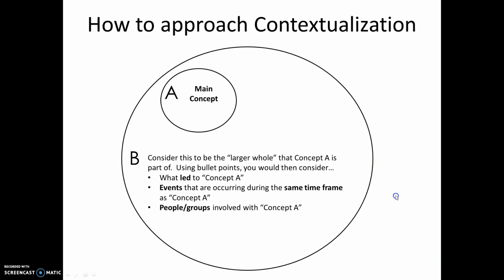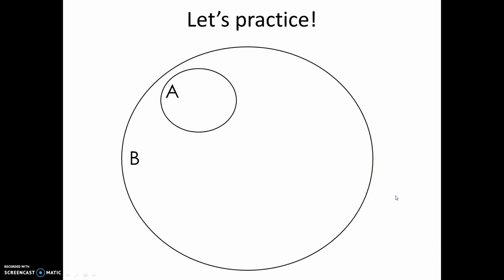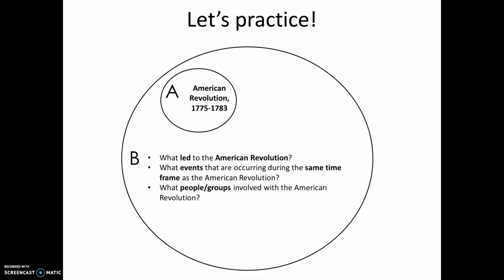piece of the puzzle. Now, in terms of a little bit of practice, consider the American Revolution, a topic that American school kids learn at various points throughout their educational history. So consider what led to the American Revolution. French and Indian War, Stamp Act, Boston Massacre, etc.